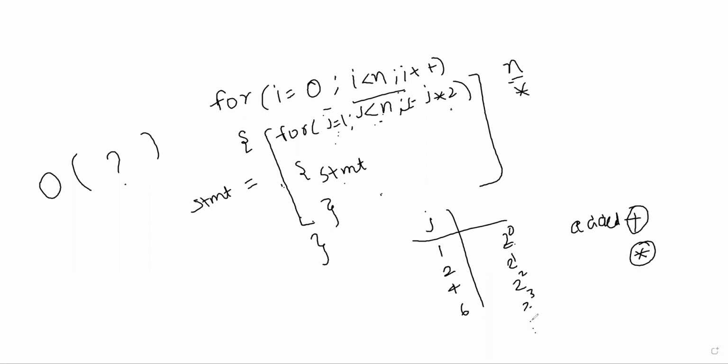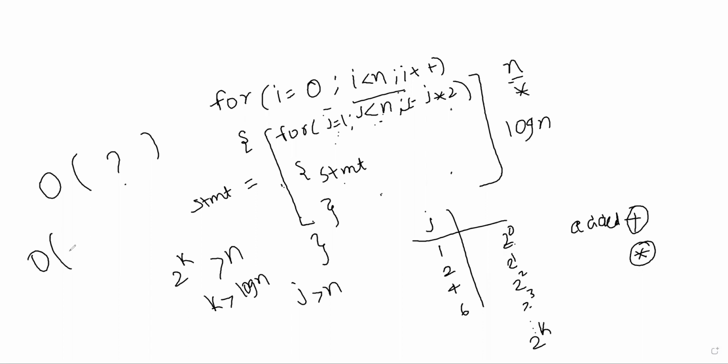So how can we write this? When j is greater than n, it breaks. So it can be written as 2 power k, right? So we consider this as 2 power k greater than n, so k is greater than log n. So what is the time complexity of this loop? log n. What is the time complexity of the entire algorithm? It would be n log n. Clear?